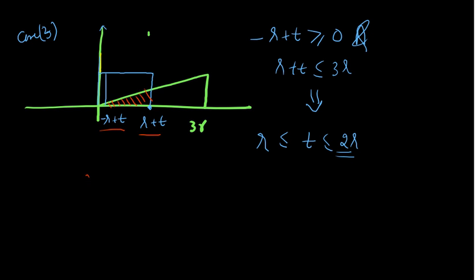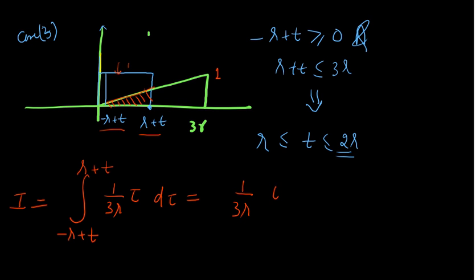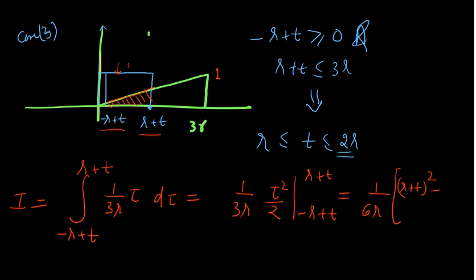So this will decide your limits of integration, and as you know the height of both is 1. For this region, this signal is 1, and for this signal you have to write the equation of the line, and once you solve it you will get the integral from minus r plus t to r plus t, 1 upon 6r, (r plus t) whole square minus (minus r plus t) whole square.